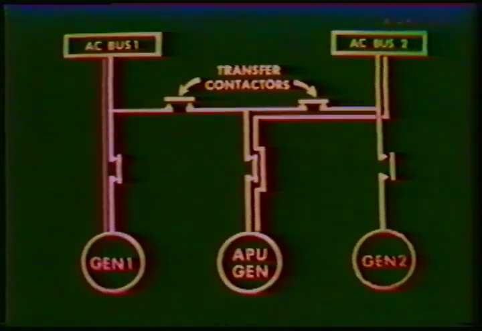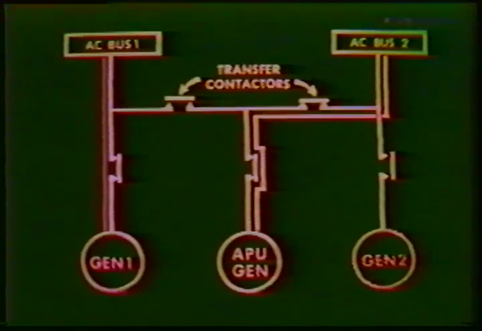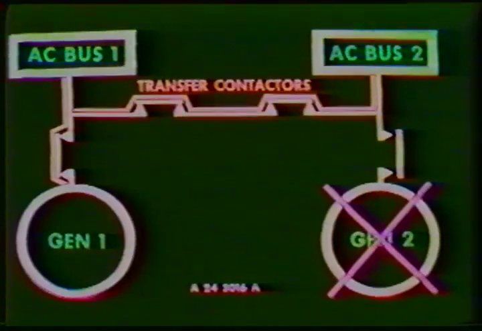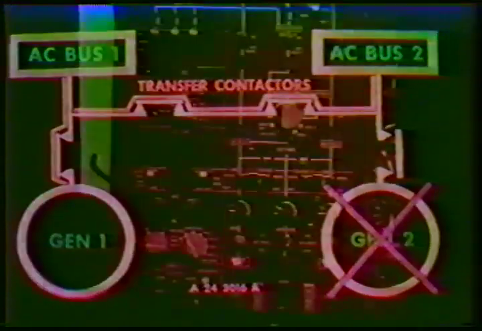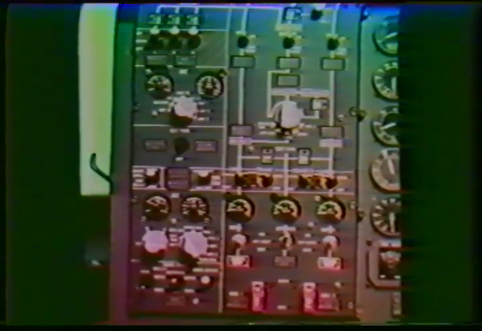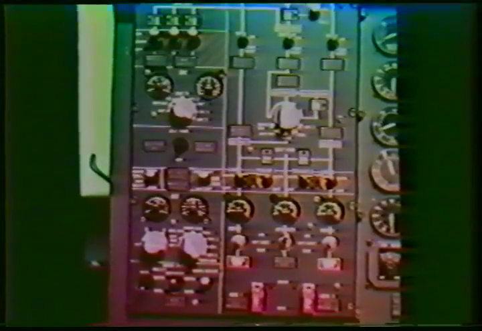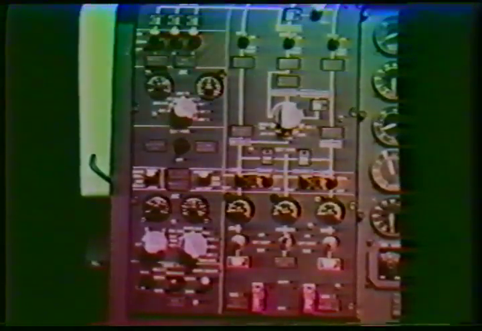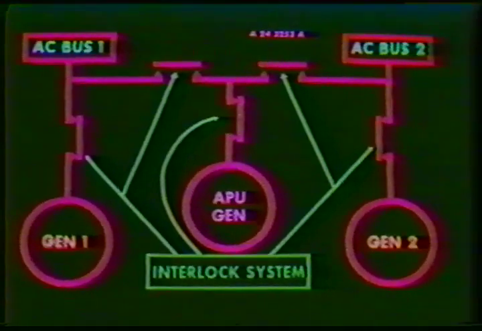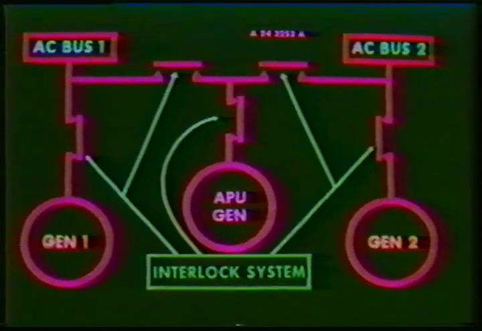So, it is possible to supply one or both AC load buses with the APU generator or two buses with the same generator. For a review, the two AC load buses are always supplied by only one generator, never by two in parallel. Manual control of the line and transfer relays is possible, but in normal operating conditions, it is achieved automatically by an interlock or transfer logic system.